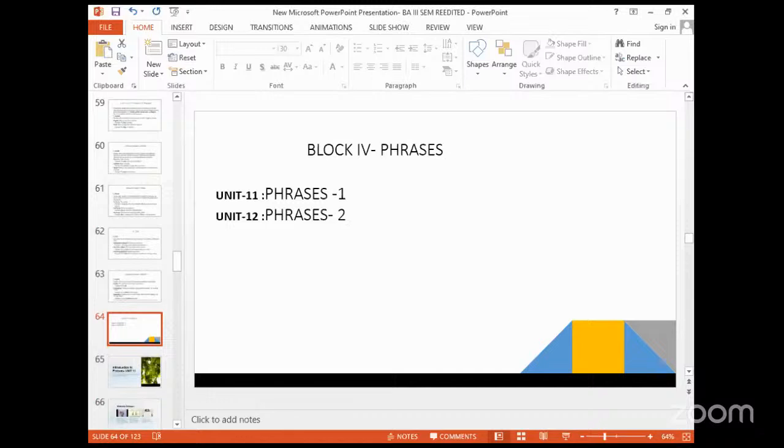Right. I think I will stop here before going on to the next one. That is the block 4, phrases. This I will take up tomorrow. I think we have two more classes, isn't it?